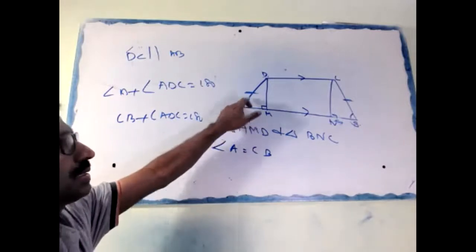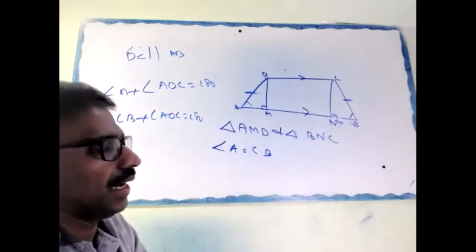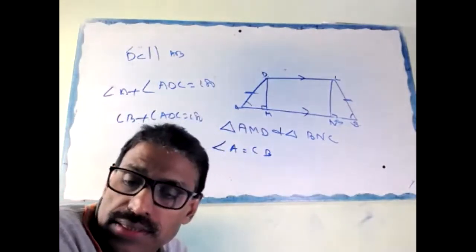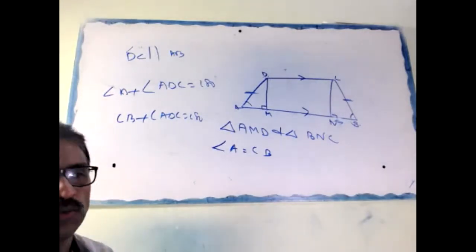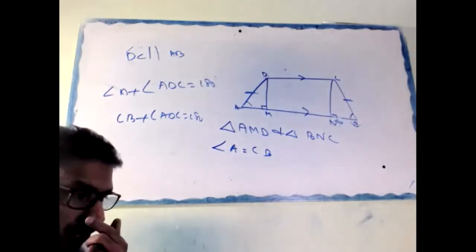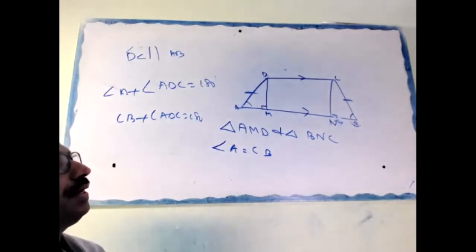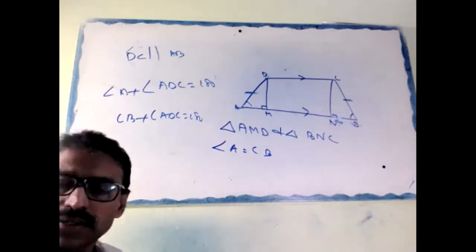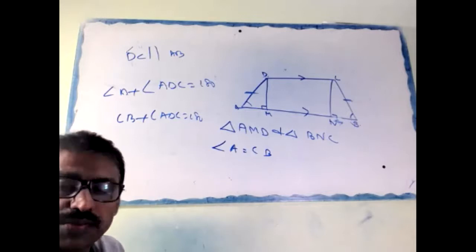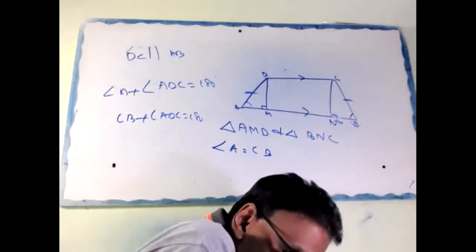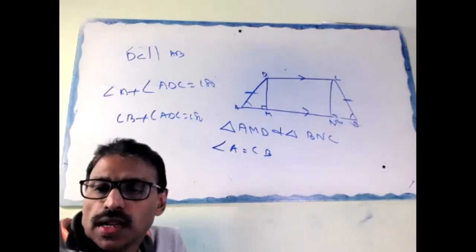Angle A plus angle ADC is 180 degrees, co-interior angles. But angle A equals angle B, proved. Therefore, angle B plus angle ADC is 180 degrees. Hence, it is a cyclic quadrilateral. Clear now? Clear or not?